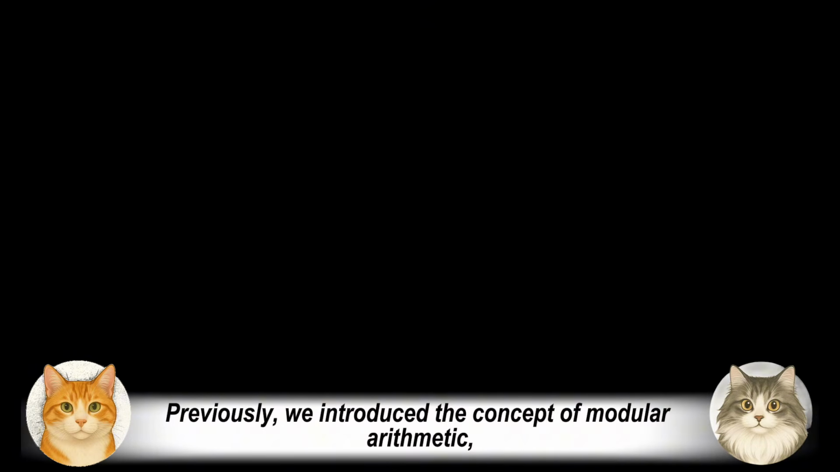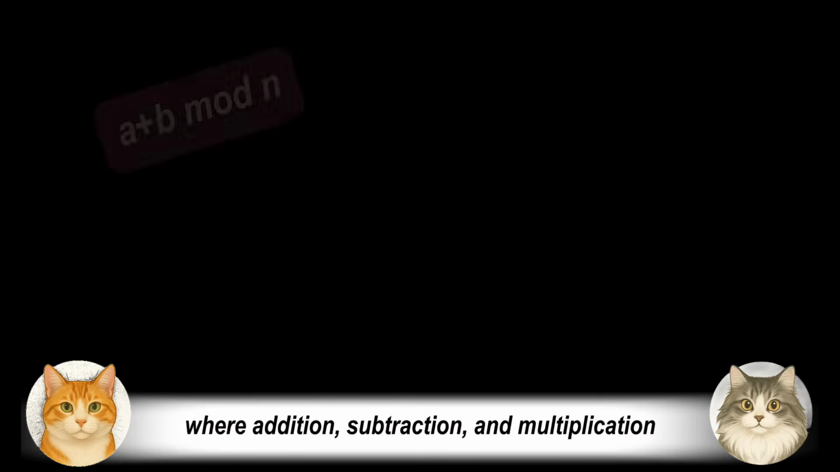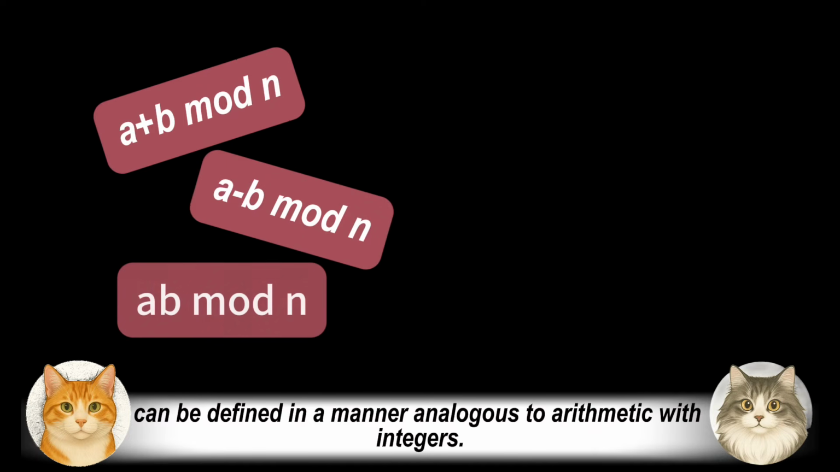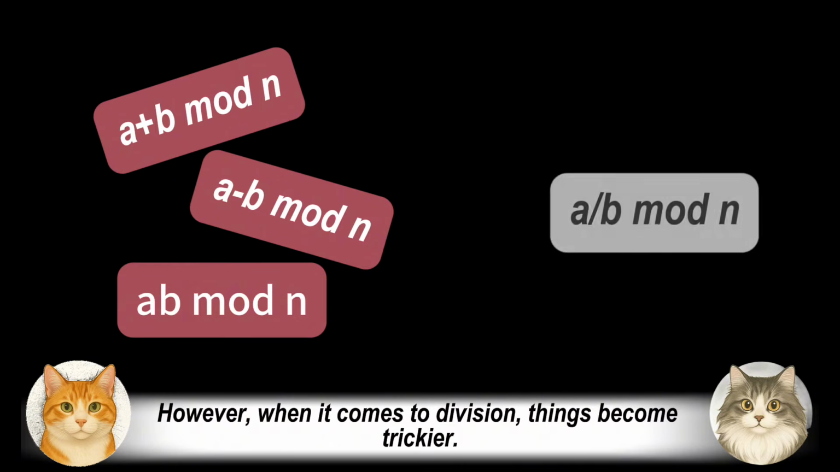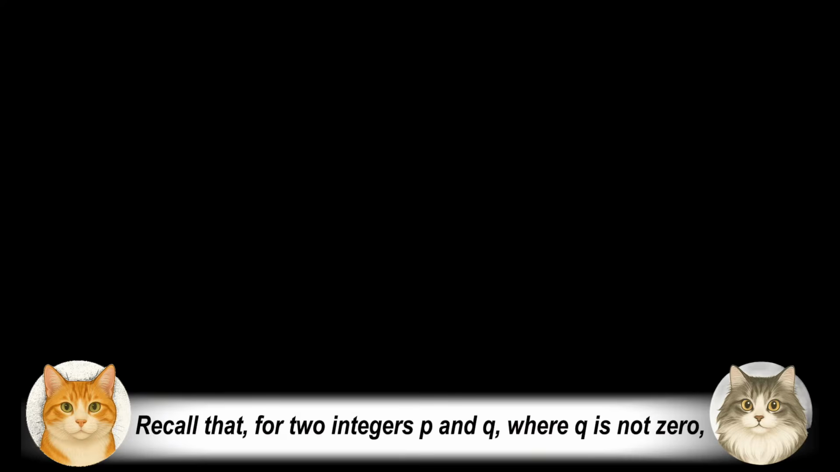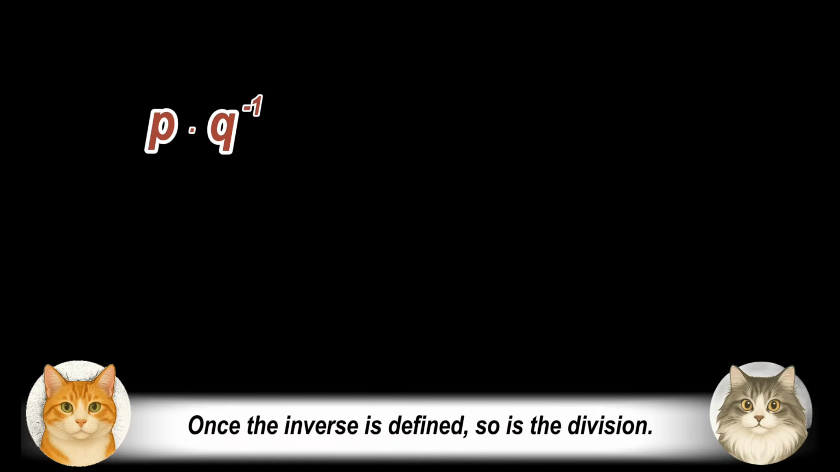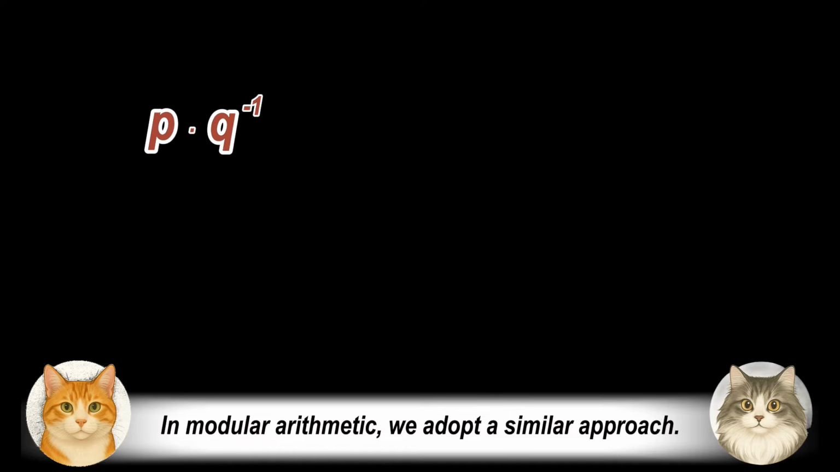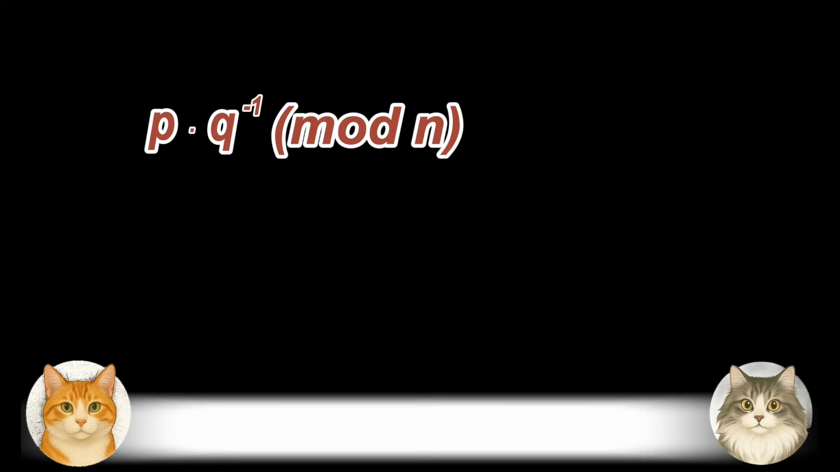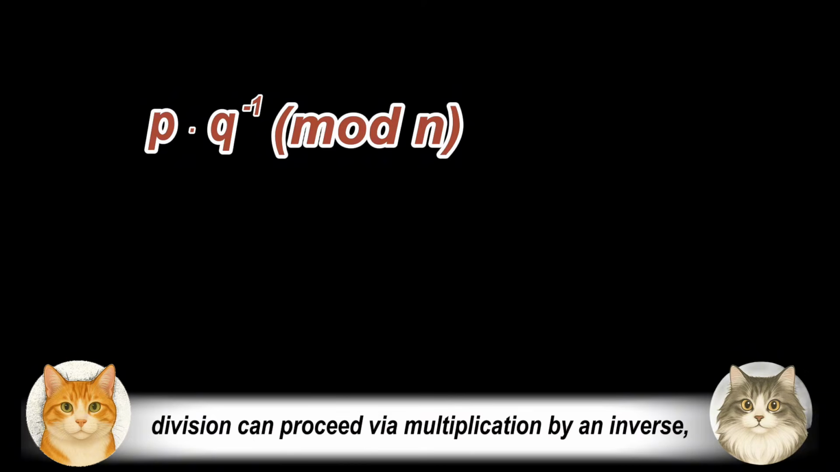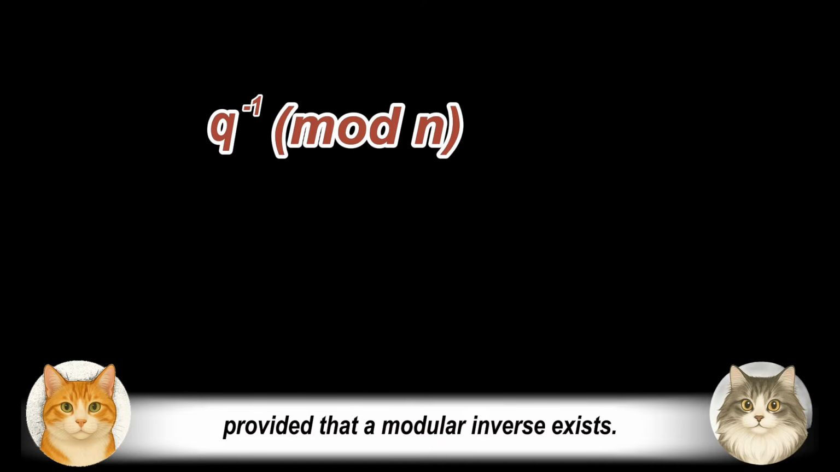Previously, we introduced the concept of modular arithmetic, where addition, subtraction, and multiplication can be defined in a manner analogous to arithmetic with integers. However, when it comes to division, things become trickier. Recall that for two integers p and q, where q is not 0, dividing p by q can be understood as multiplying p by the inverse of q. Once the inverse is defined, so is the division. In modular arithmetic, we adopt a similar approach. Since modular multiplication is defined, division can proceed via multiplication by an inverse, provided that a modular inverse exists.